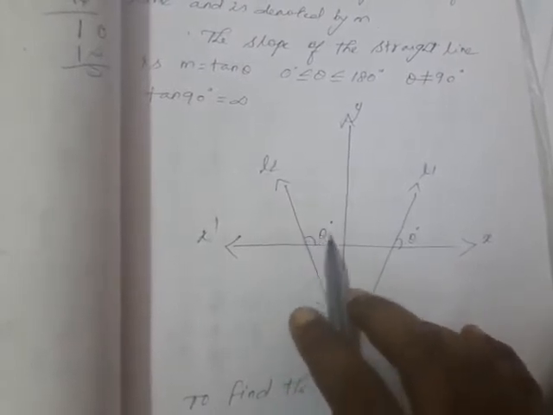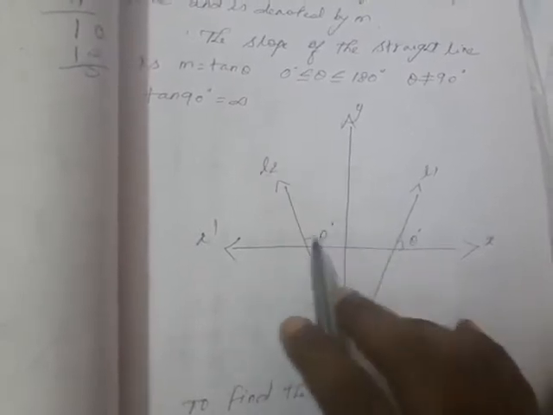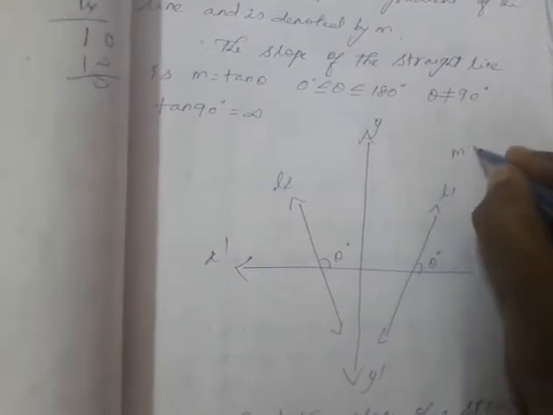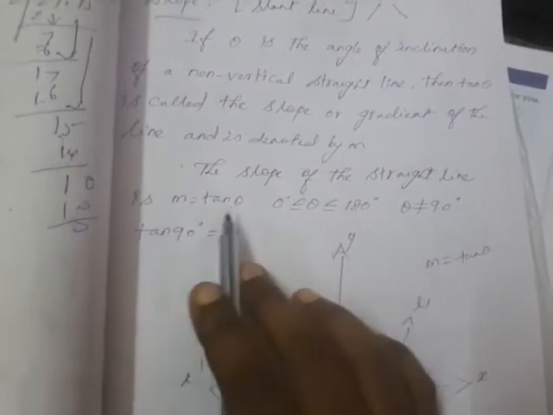So generally these two are non-vertical lines. They make an angle with the x-axis. This angle is called the angle of inclination. So this is called the slope of this line. Every time you have to consider this in tan theta. So slope is denoted by m. To find the slope, we have to use the formula: slope is equal to tan theta. This is the formula. The slope of a straight line is m equals tan theta.